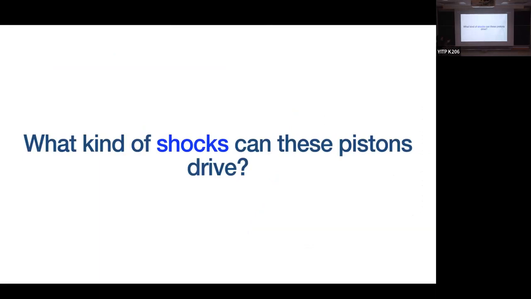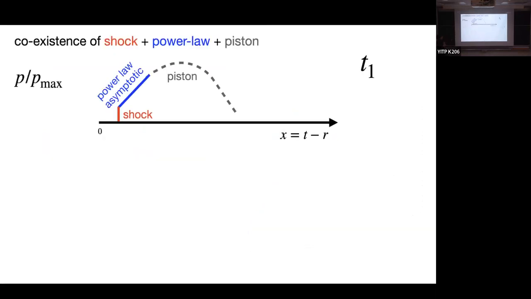And so now that we have the exact solution for expansion into vacuum, we can ask ourselves what kind of shocks can be driven by these pistons that are expanding into vacuum. And the requirement from the solution is that the shock will coexist with the piston and with the power law asymptotic. And what this means in practice is that if we are looking at the solution at some given time, and we have this power law asymptotic and the piston, now we need to fit in a shock.